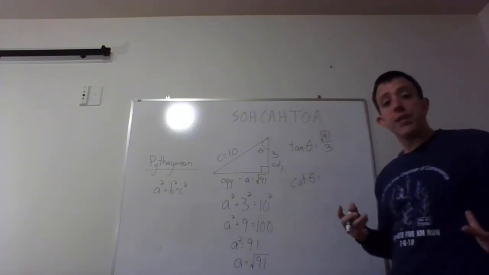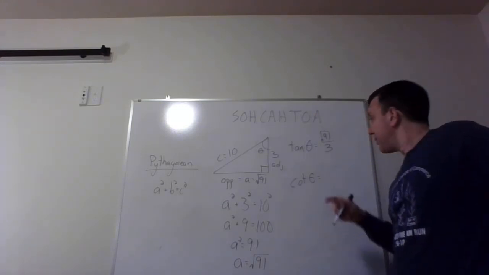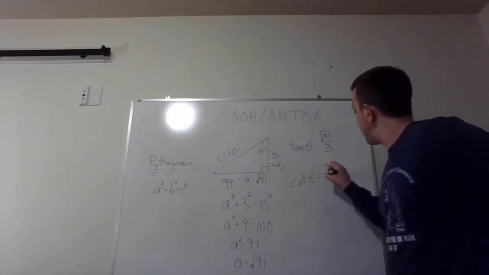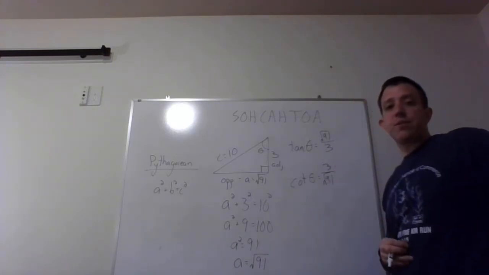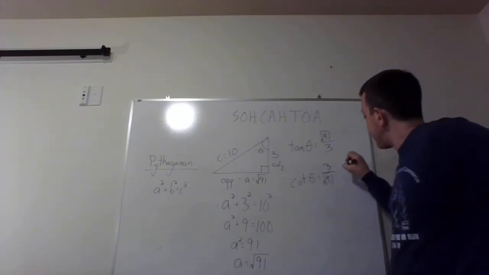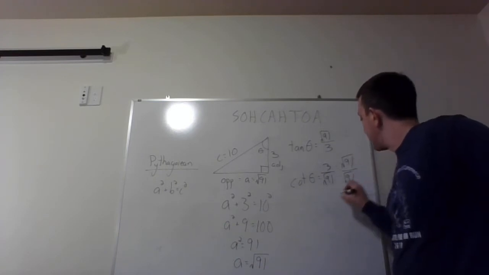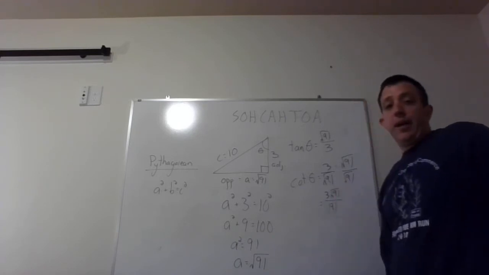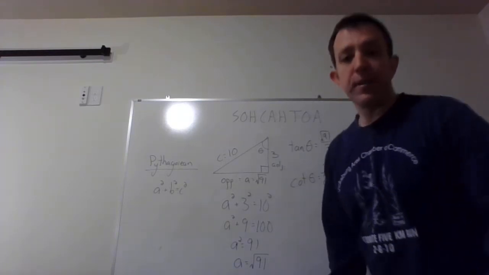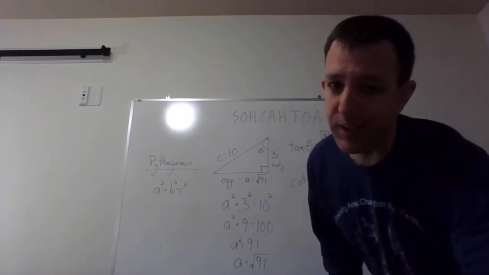the cotangent is just that reciprocal. But here's the thing, if I flip this over, now I have that square root in the denominator. We don't like having the square root in the denominator, so we're going to rationalize it. We multiply the top and the bottom by that square root. And we end up with 3 square root of 91 over 91. And that's how we're going to do this. And then I want to do one more problem here, but I need to clear off my board.